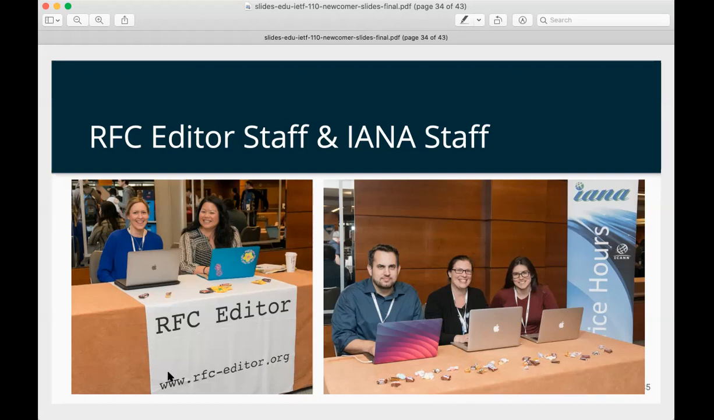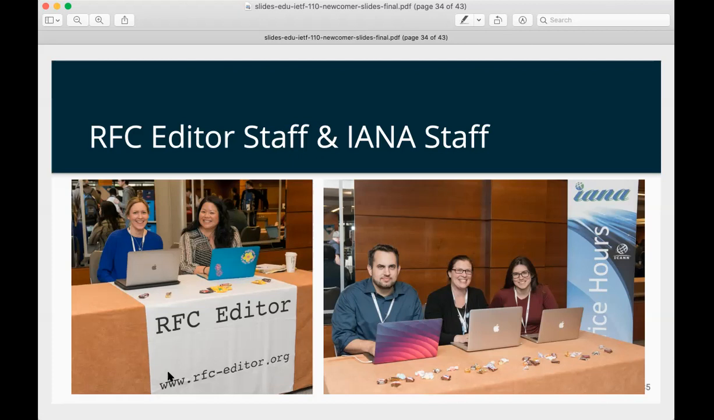And then the same with the IANA staff. If you are in the process of developing a document and you are working with IANA to set up a registry or something like that, the IETF meeting is an opportunity to quickly meet with them and discuss it. For the virtual version of an IETF, the RFC editor staff and the IANA staff will post office hours, and they will be available in the Gather platform.